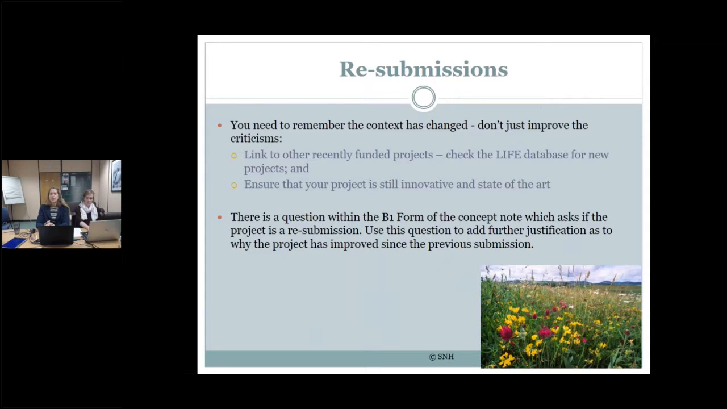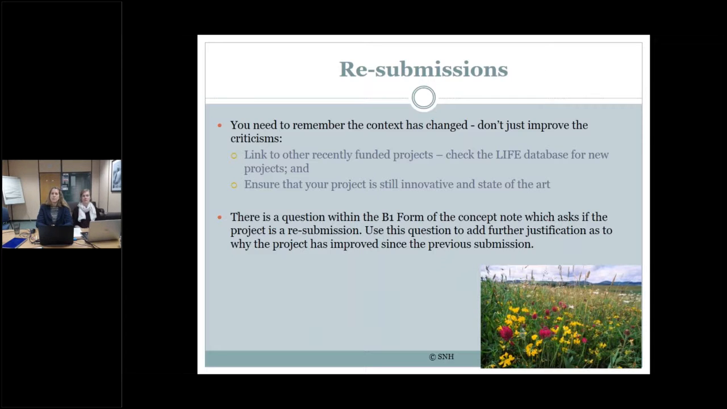I hope this makes sense. I just wanted to include a word of caution for any resubmissions. Please be aware that the context varies between years, and it is not always enough to improve on the criticism in the Commission's feedback. By context, I mean the call priorities or other projects funded by the LIFE program, as well as the policy context.